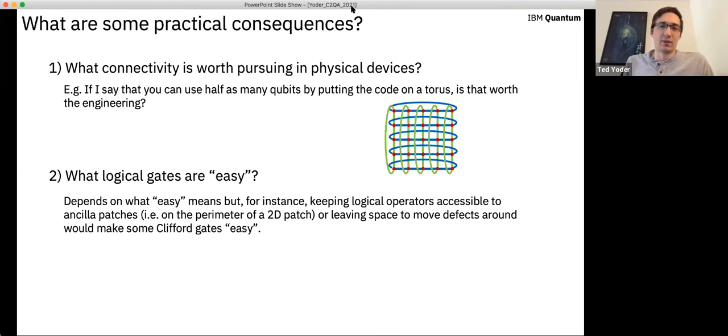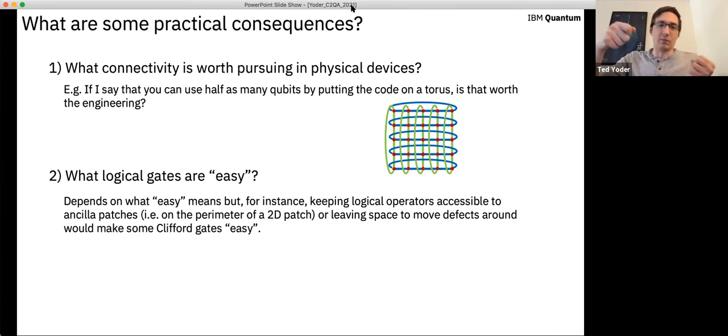So perhaps we can find codes where we make some subset of the Clifford gates easy, in the sense that logical operators are accessible on the boundary of the patches. So we can use ancilla patches to do logical CNOTs, or even Hadamards or S gates. And then you can also do some Clifford gates by moving the twist defects around. So you might want to also leave enough space to move them around each other.